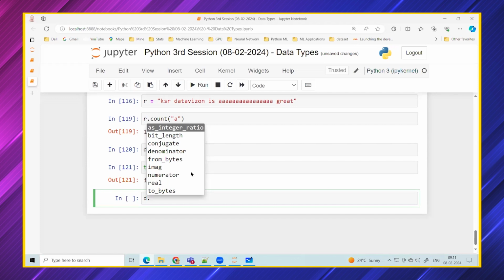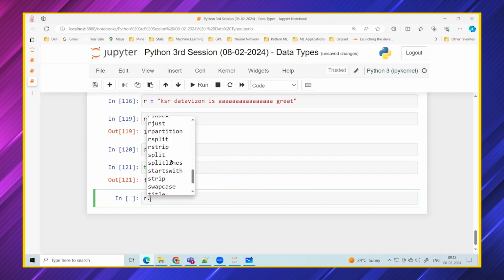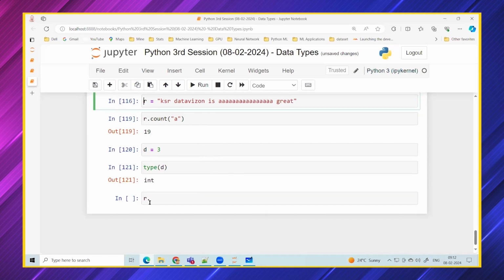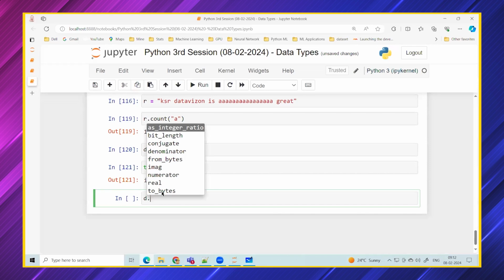If I give an integer, the maximum I can use are things like real, numerator, and so on, only these. But if I have a string R, and I press dot, there are a lot of functions I can use. So it's all because of the data type. Depending on the type, it will assign the functions for you.